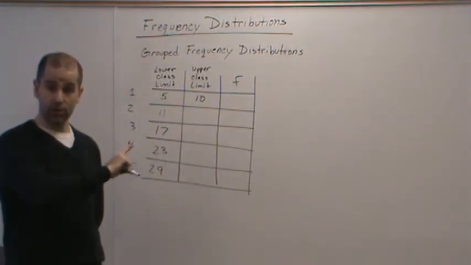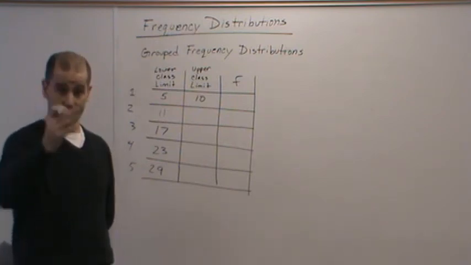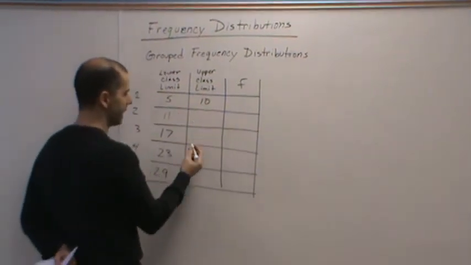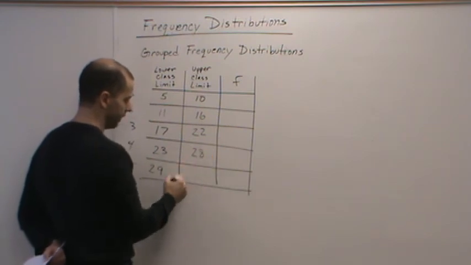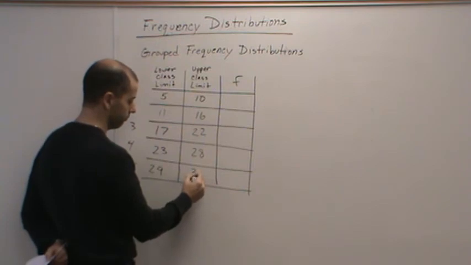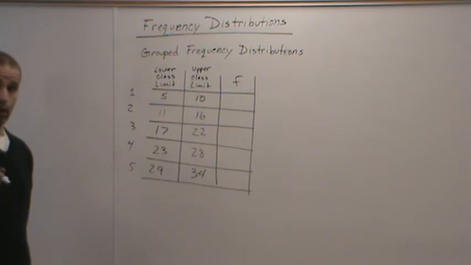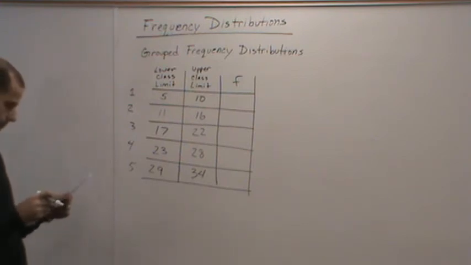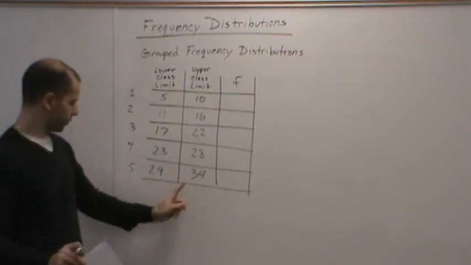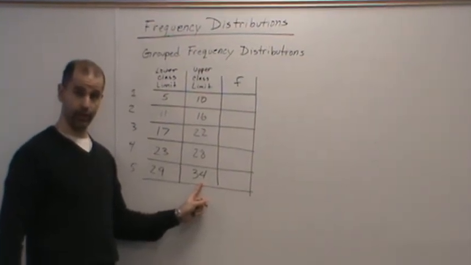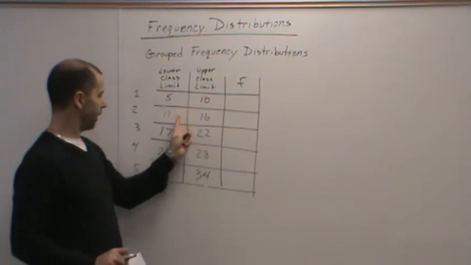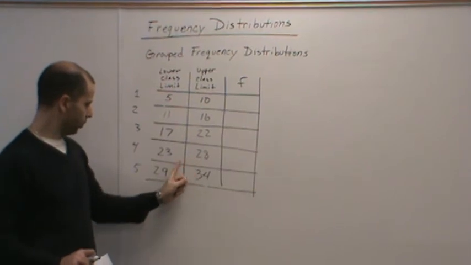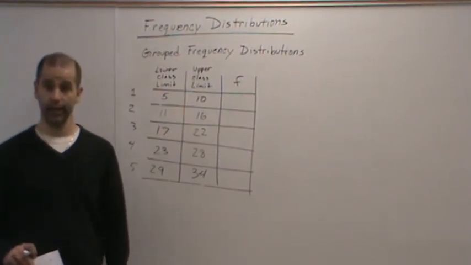Now that we have the first upper class limit, we're going to use the class width again. 10 plus 6 is 16, 16 plus 6 is 22, plus 6 is 28, and plus 6 is what? 34. Now, what was the maximum value in the data set? 34. So 34 is included. The minimum value is included and the maximum value is included, so we know everything is great. We know we don't have any overlaps. Notice that they're always a difference of one. So now we're done.